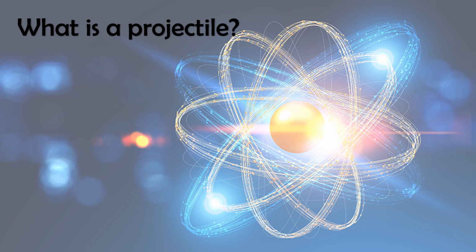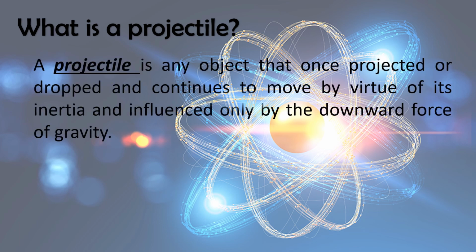So, what is a projectile? A projectile is any object that once projected or dropped continues to move by virtue of its inertia and is influenced only by the downward force of gravity. Examples of projectiles are the soccer ball, the basketball, a stone thrown, and anything that is projected into the air.